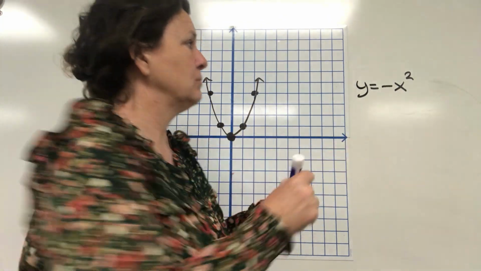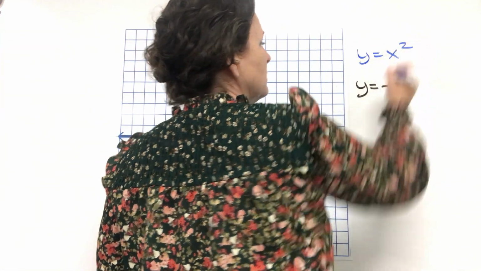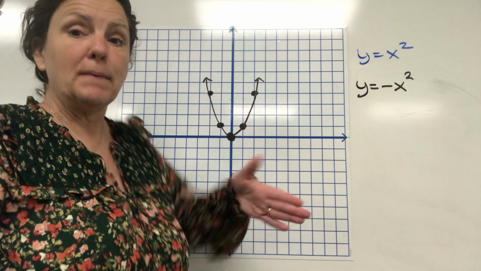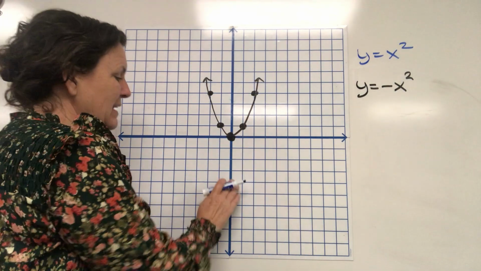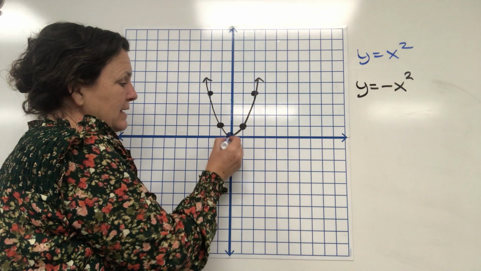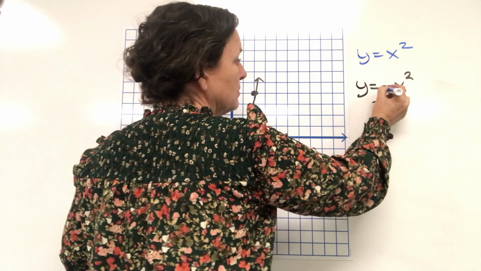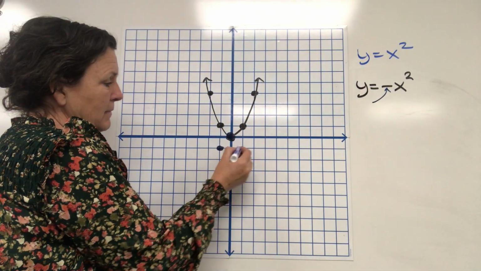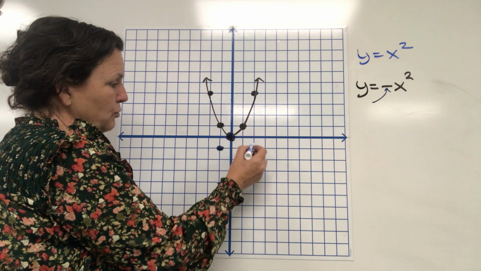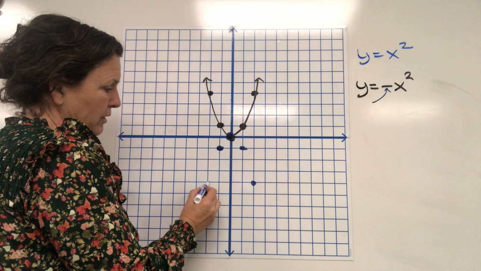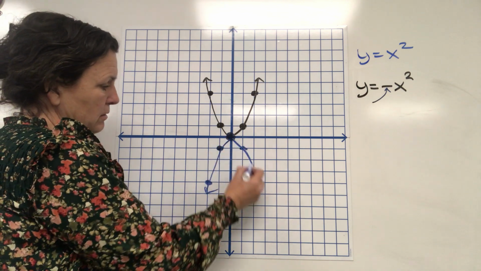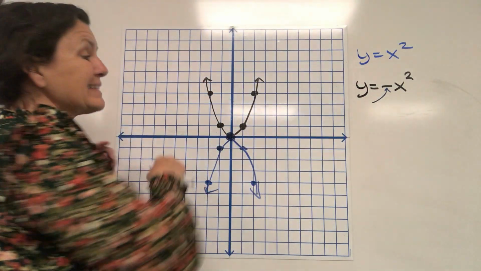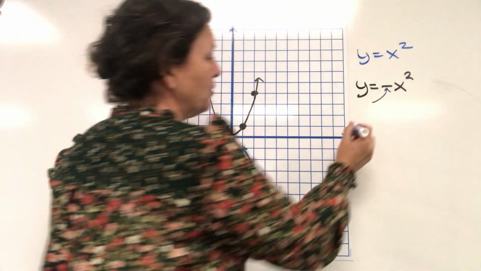Remember, this is the parent function, and all I do is put a negative in the front. That negative tells me I'm going to flip it over and have it facing in a downward direction. So this point stays the same, but that negative tells me to flip it downstairs. So I know that point stays the same, and then we're going to have a 1, 1, and then 2, 4, and his partner on the other side. It's the same graph, it just flipped over this beautiful x-axis.